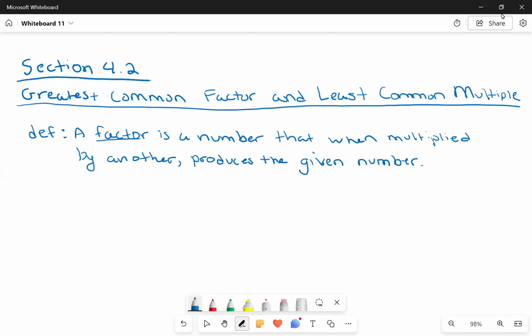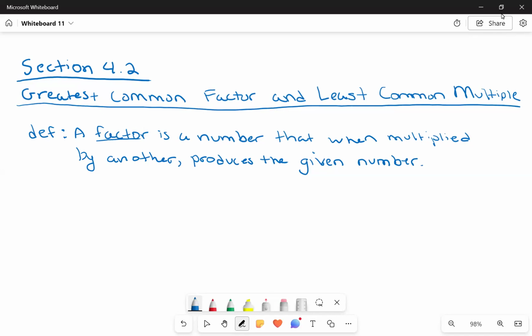In this video, we're going to talk about section 4.2, which is the greatest common factor and least common multiple. So we're going to take this in turns. We're going to start with the greatest common factor, but they do have some ideas in common. So we're going to kind of look at that. Let's define what a factor is really quick.